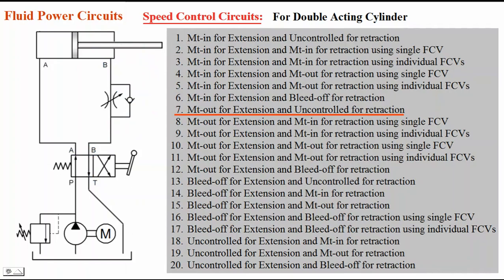And the next circuit is meter out for extension and meter in for retraction by using a single flow control valve. Look here, I am removing the check valve now. If I remove that check valve, what happens?